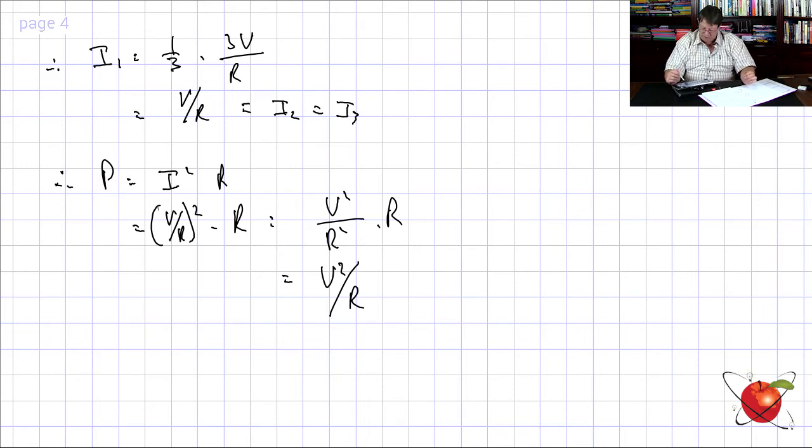Now, in other words, each one glows equally brightly if they are in parallel. We've proved it. Please go through this. It is going to be a question without a doubt. Usually it'll be either this way or it'll be the one where they split the other way.